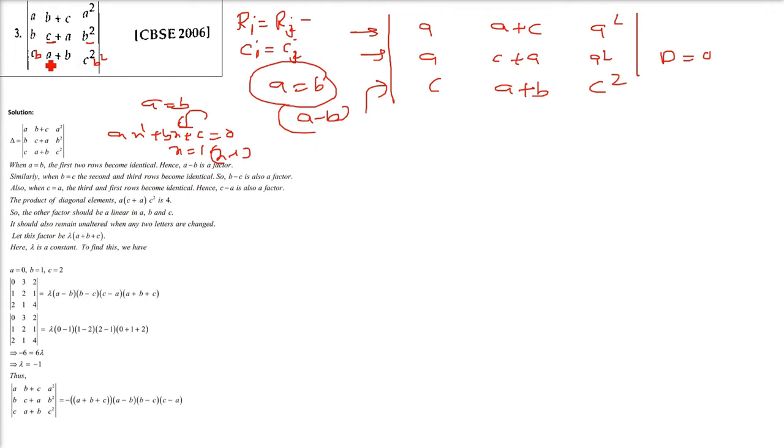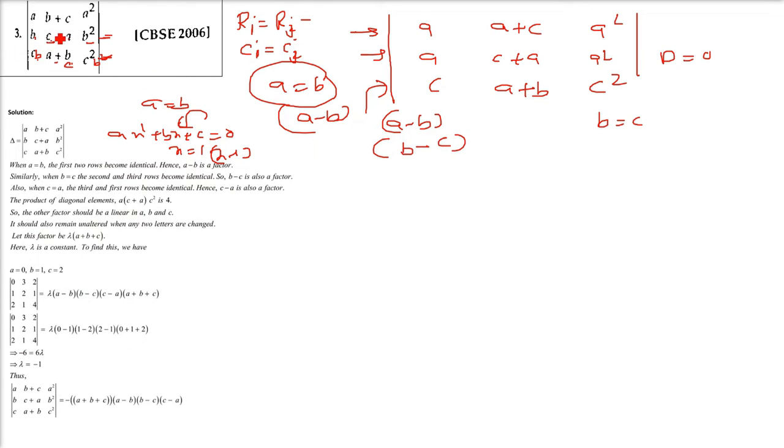So I'm writing, see here, b in place of c and c in place of b wherever I want, so that I can make these two rows, that is the third row and the second row, equal. So when we put b equals c, b minus c is a factor, because two rows are equal. That means the determinant is 0.